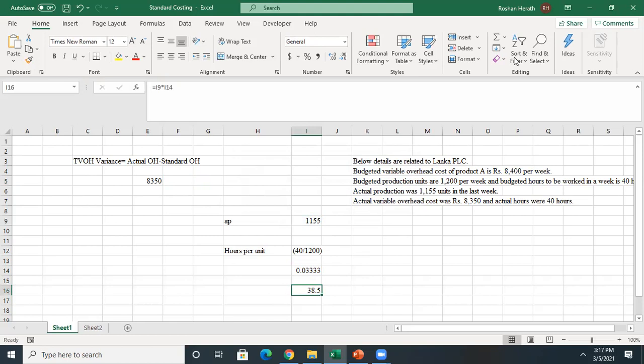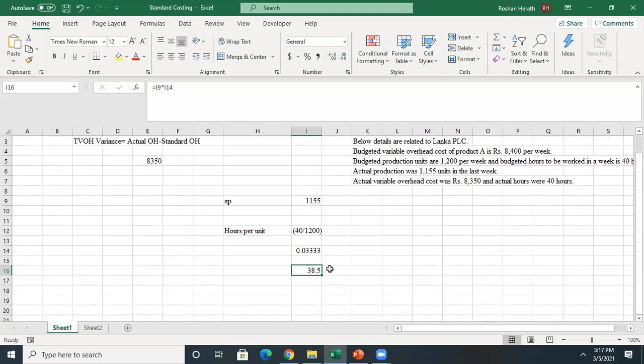No, they are not given in the examination, Puta. You need not memorize that. You need to take it with the logic, right? That's what we are going to figure out. So you can see that for the actual production, it takes this much of hours, 38.5. 38.5 hours are being taken, right? Then what we need to know is the standard cost per hour.